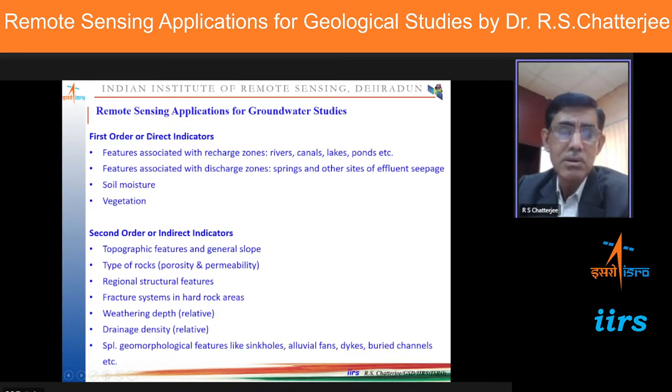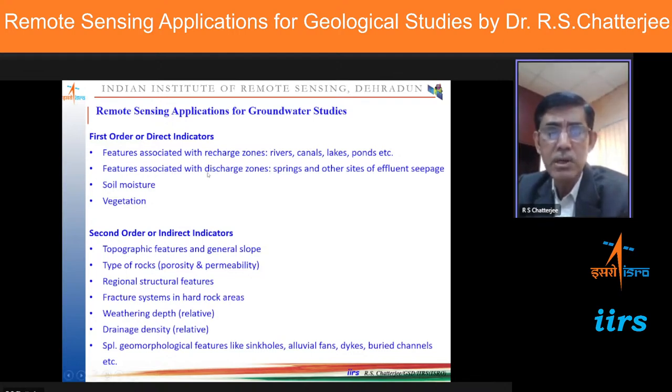There are some indicators, or first order criteria, like features associated with recharge zones: rivers, canals, lakes, ponds. In and around rivers, generally we get water underneath. Why? Because a lot of river water is recharging the neighboring region, so groundwater recharge is very good. If you drill a well just on the bank of a river, you'll get water, if the material is not hard rock, which can hold water, isn't it?